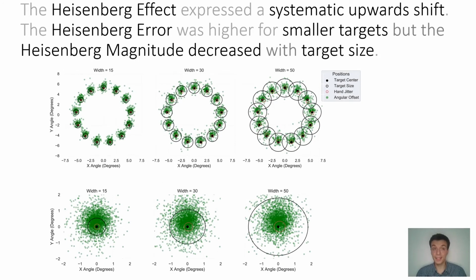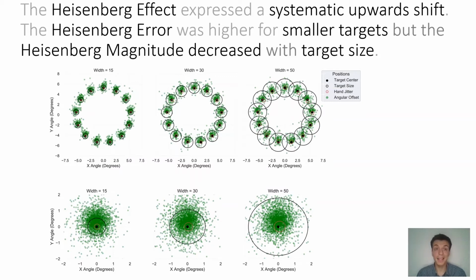What we found is that the Heisenberg effect expressed a systematic upwards shift. The direction of this shift could be due to the button position that we used. So the valve controller has a trigger button on the bottom, meaning that another position of the trigger or another button could lead to another direction. This has to be explored in the future.